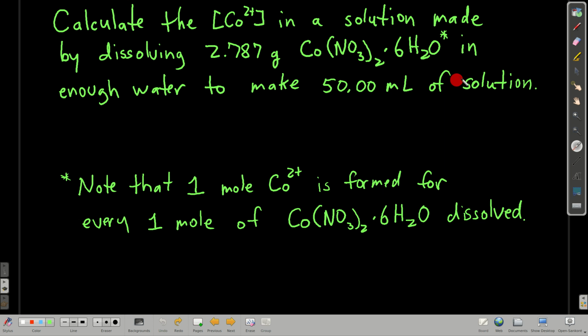You may recognize this stuff. We want to calculate the concentration or the molarity of the cobalt-2 ion in a solution that we make by dissolving 2.787 grams of this stuff, cobalt-2 nitrate hexahydrate is what it's called, in enough water to make 50 milliliters of solution. And if you look at this formula, you can see that in 1 unit of this whole thing, there's 1 cobalt ion. It ends up that when we put that in water, the cobalt ion breaks away, so that we form 1 mole of cobalt-2 for every 1 mole of this cobalt-2 nitrate hexahydrate that we dissolve. We're going to need to use that.